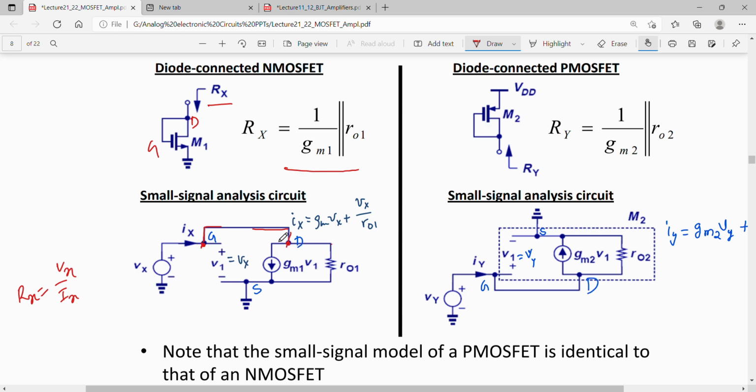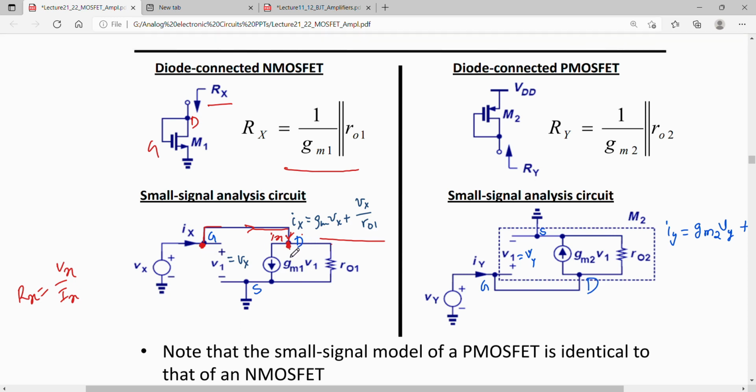So for finding out this ratio, I can write this relation for this Ix. The current Ix, which is coming here, is equal to this current plus the current through this. The current through this is gm1 V1, and since this node is at Vx potential, this is also at Vx potential. That means the current through this would be Vx by ro1. So I can write Ix is equal to gm1 V1 plus Vx by ro1.